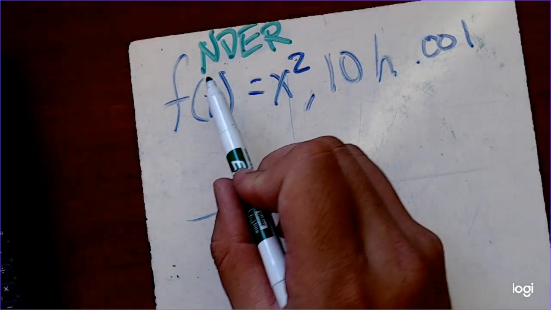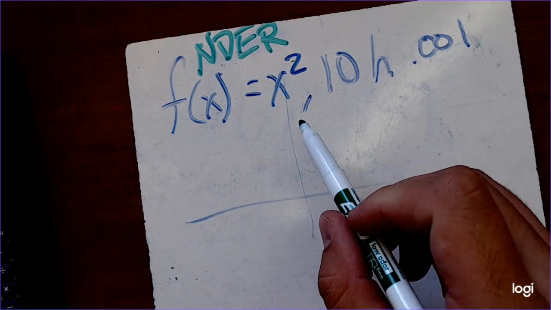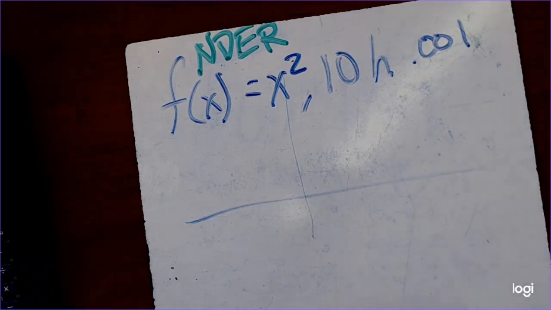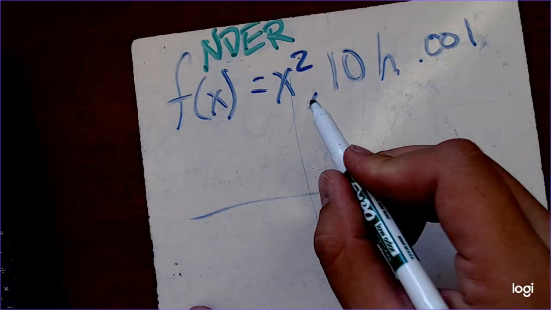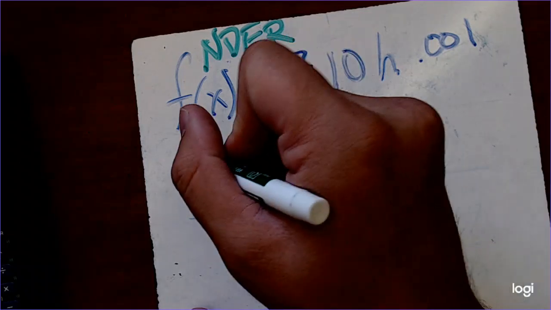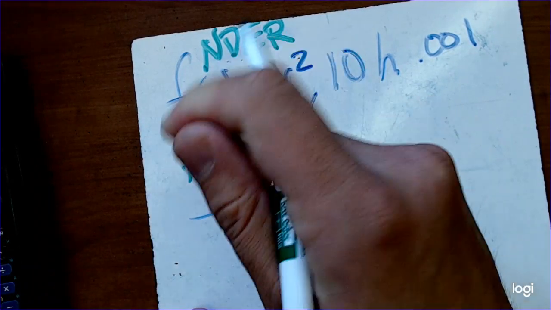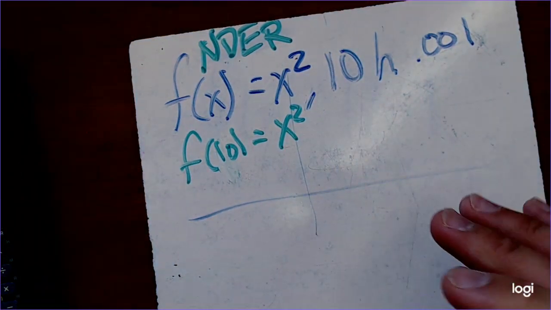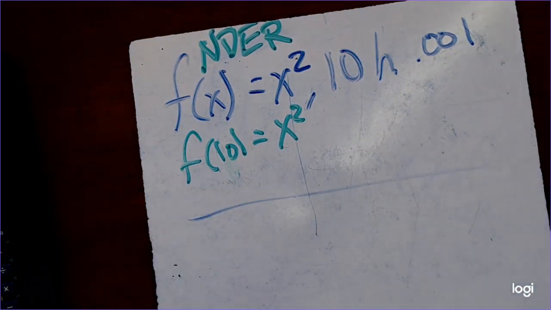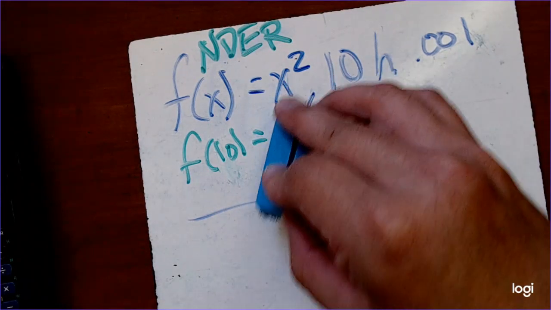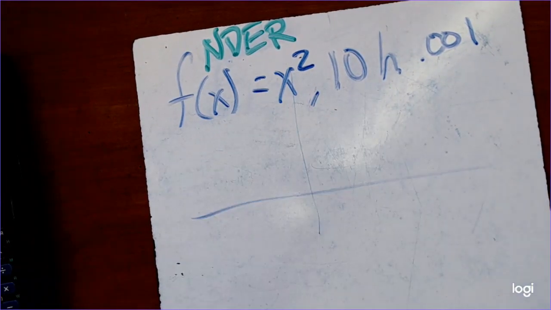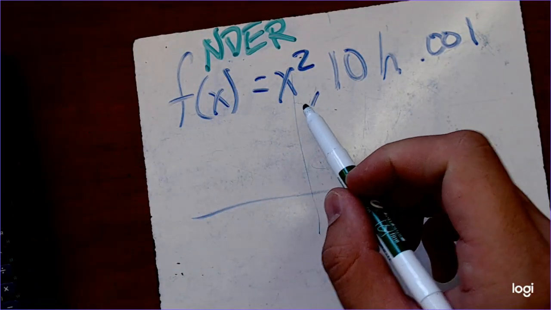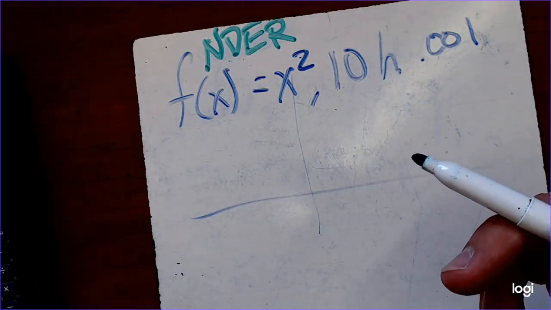So the book will say calculate nder of f of x equals x squared, comma 10. What they're saying with comma 10 is at the point, or the value, of 10. It's more like them saying calculate f of 10 of x squared. I'm not sure why this isn't the notation that's stuck, but it's not the one everyone uses. So this is read as calculating nder of x squared at the point 10.